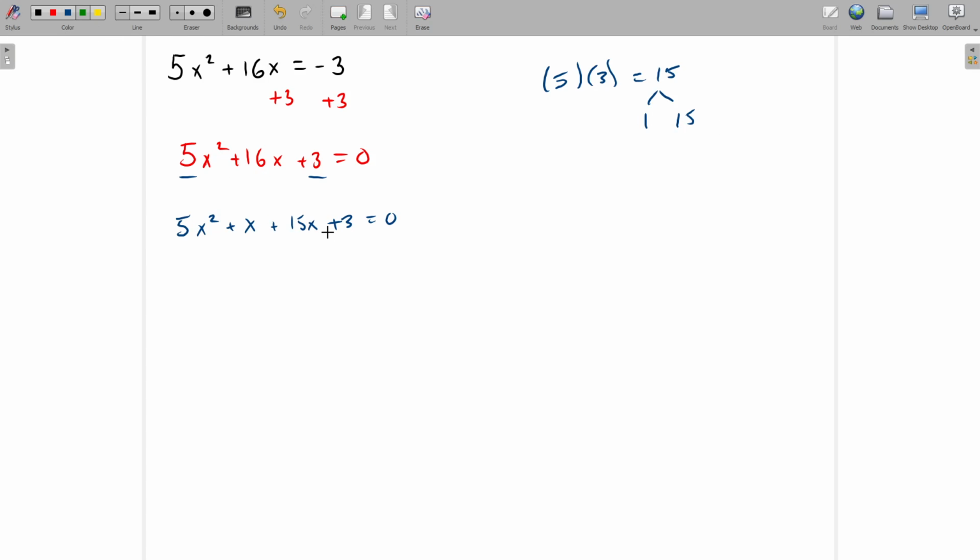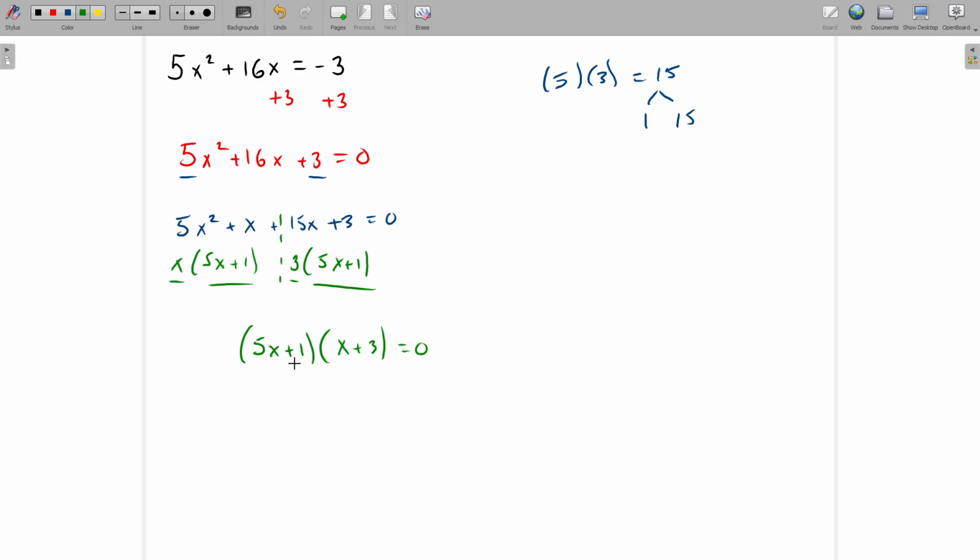Now that I have this quadratic in four terms, I'm going to factor by grouping, meaning I'm going to look at the two terms on the left, the 5x squared and the x, and I'm going to take a GCF out, the GCF being x, and we're left with 5x plus 1. I'm then going to look at the two terms on the right, 15x and 3, and take out a GCF of 3, being left with 5x plus 1. 5x plus 1 is the same on both sides, so we've done this correctly, and 5x plus 1 is one of our factors. And the two GCFs, the x and the 3, make the other factor.